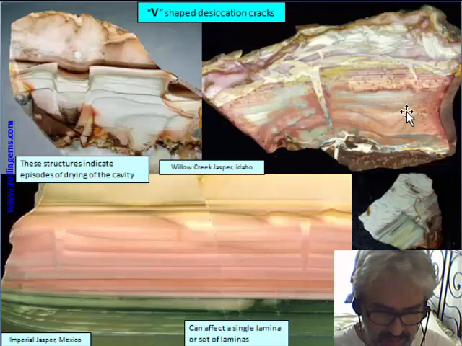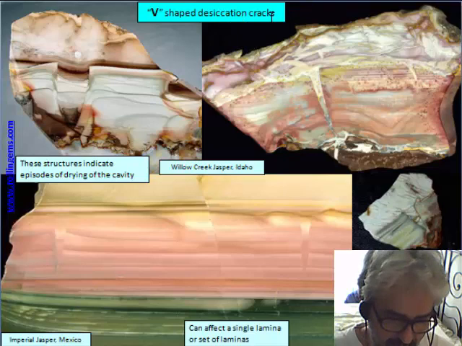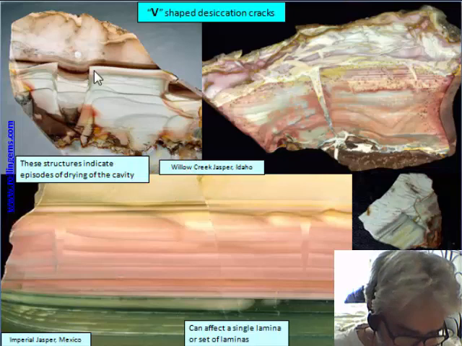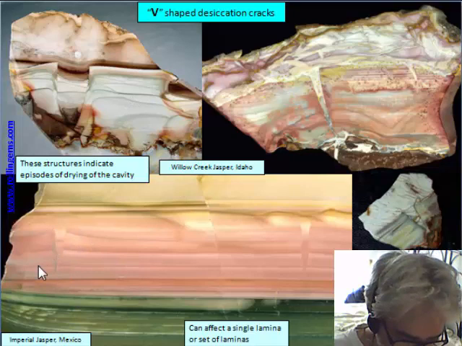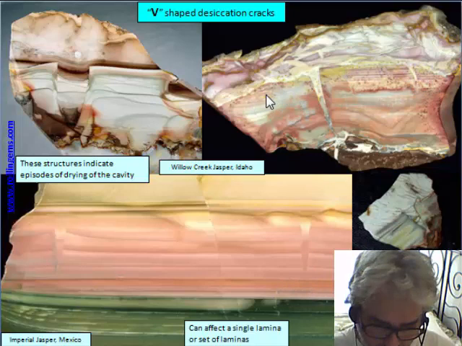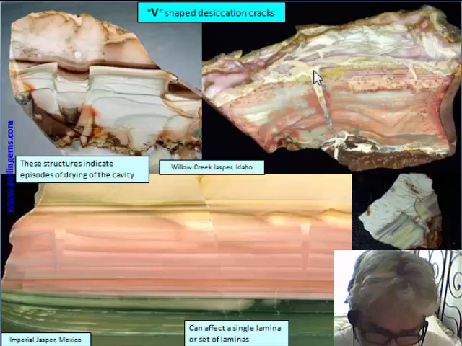Another very important structure in this jasper is, as we see, desiccation crack. Desiccation cracks have a characteristic V-shape, and they are very well studied in mud crack, but were never recognized in jasper as a peculiar structure. This crack can affect a very thick pack of jasper, but in some cases only a few laminae. This piece is cracked in three or four laminas, and this is a crack crossing a bigger piece of jasper, and after the crack more jasper filled the crack with other colors.